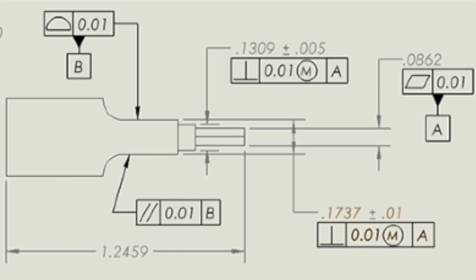Both of these dimensions are perpendicular to datum A with a 0.01 inch tolerance zone and maximum material condition. Datum B is established on a flat profile sectioned out of a cylinder with a 0.01 inch tolerance zone to prevent rotation and remove another degree of freedom. Because this part is symmetrical, the side opposite datum B is parallel and also has a 0.01 inch tolerance zone. The overall length of the part is 1.2459 inches.